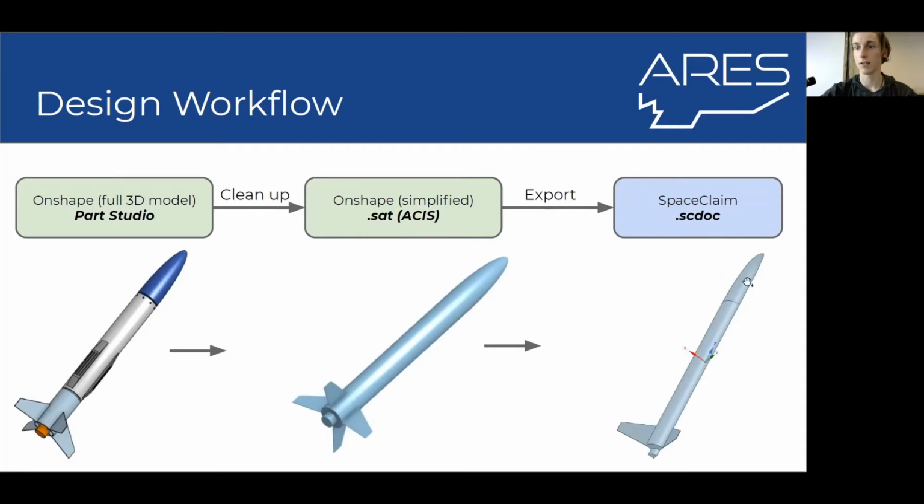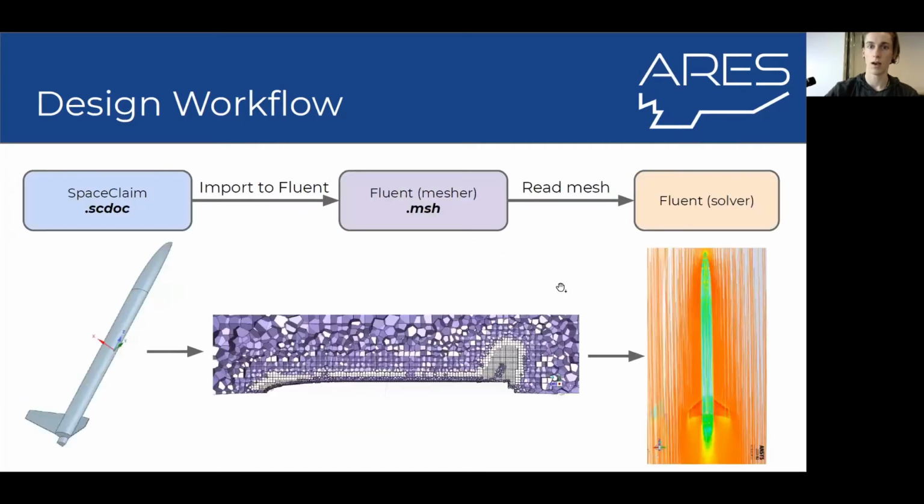And we put that into SpaceClaim, make some further geometry modifications, including slicing it into quarters in this case, because it's a symmetrical rocket. And then we'll take that SpaceClaim document, put that into Fluent, which is the actual CFD software, build a mesh around the rocket, and finally solve for the flow. So there's quite a few steps, but we're going to take you through these steps one by one.